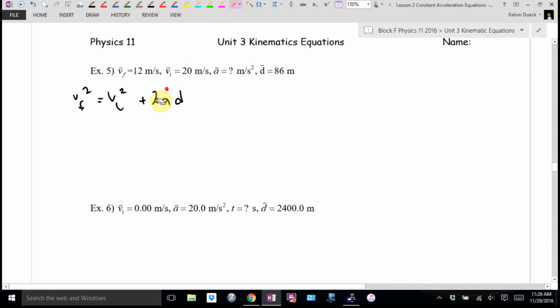What's this 2 doing to the A? How will I move it over? Later. What's this D doing to the A? How will I move it over? Later. What's this VI squared doing to the A? How will I move it over? I do the adding, subtracting first. What's going to drop down like a domino over on the left-hand side without me even touching it? You can almost see the steps. So the VF squared just drops down. What next, Connor?